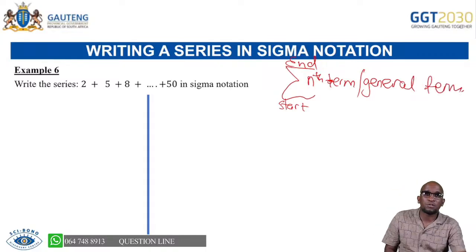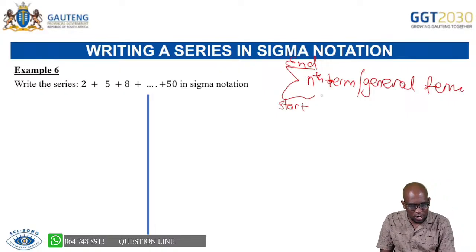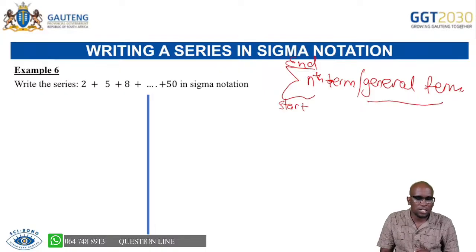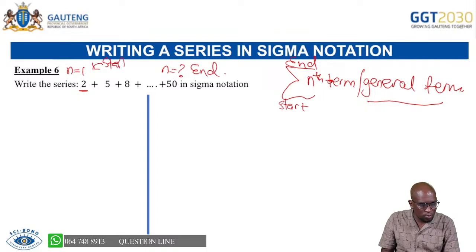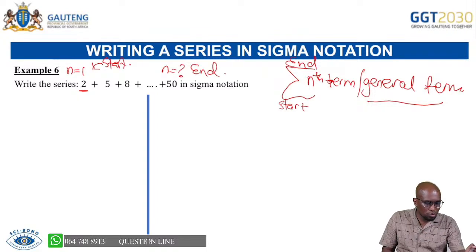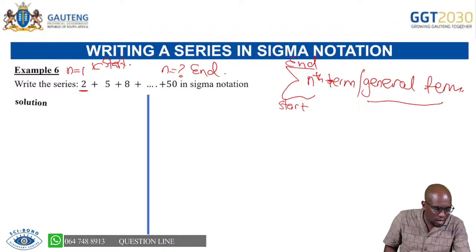What is also referred to as the general term. So now, if you want to write that in sigma notation, it means that we need to determine the nth term, and we will know we are starting from n equals 1 here, because this is T1. We don't know what n is here. That's where we're going to actually end. We know where we are starting, so we can actually work out the general term there.